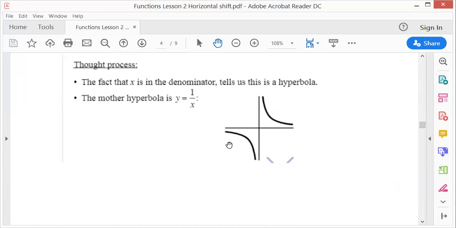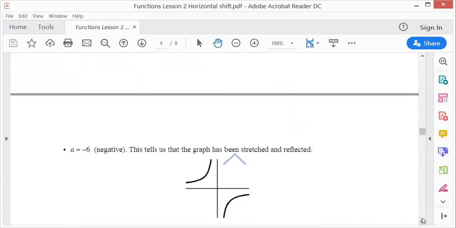Now, this is the mother graph if the one on top there, which is normally a, is positive. So if that one is positive, then the graph will lie in the first and the third quadrant. And take note, guys, x cannot be 0 because division by 0 is not allowed. So therefore, the graph will never touch the x and y axis. So the x and y axis will be the asymptotes. They will not touch them. So please remember that now.